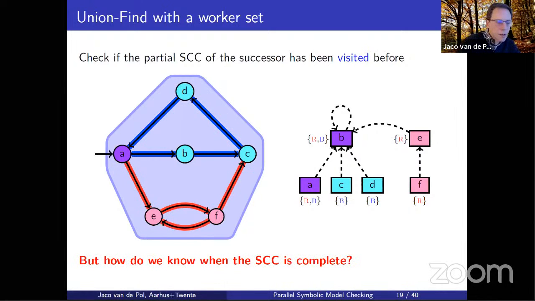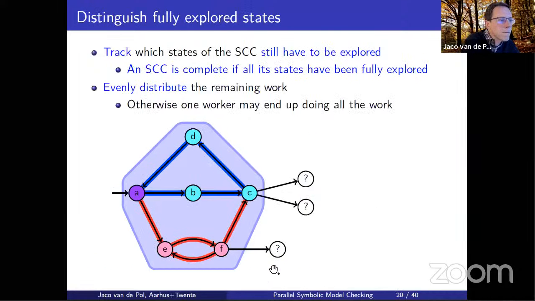So there's now one thing left, and that's how do we know that the SCC is complete? Basically, we have to track all the states that are completely explored. So assume that from C we still have successors, and from F we still have successors. Then this is not yet a complete SCC. At least we cannot know it. We only know that this is a complete SCC if we have fully explored these outgoing arrows.